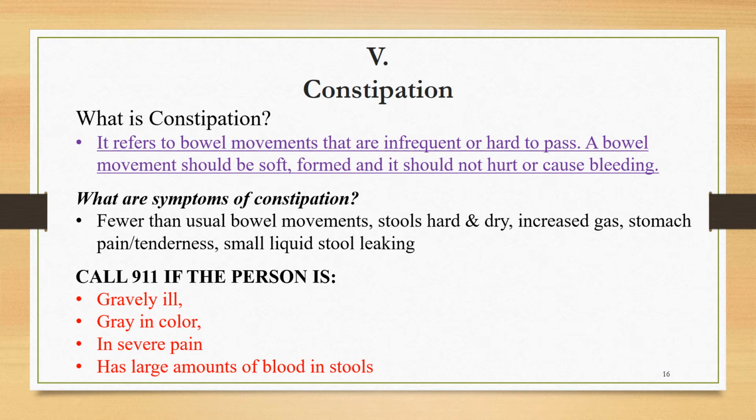Constipation. What is constipation? It refers to bowel movements that are infrequent or hard to pass. A bowel movement should be soft, formed, and it should not hurt or cause bleeding. What are symptoms of constipation? Fewer than usual bowel movements. Stools are hard and dry, increased gas, stomach pain or tenderness, and small liquid stool that is leaking.